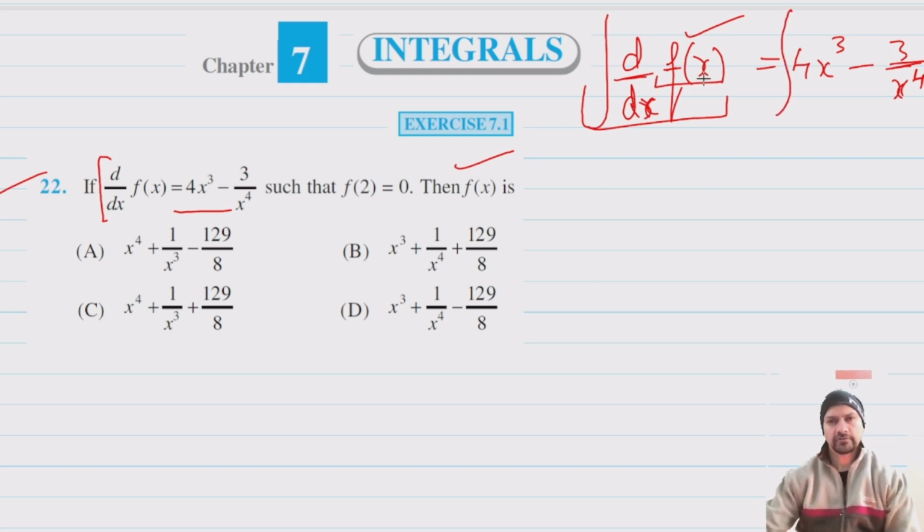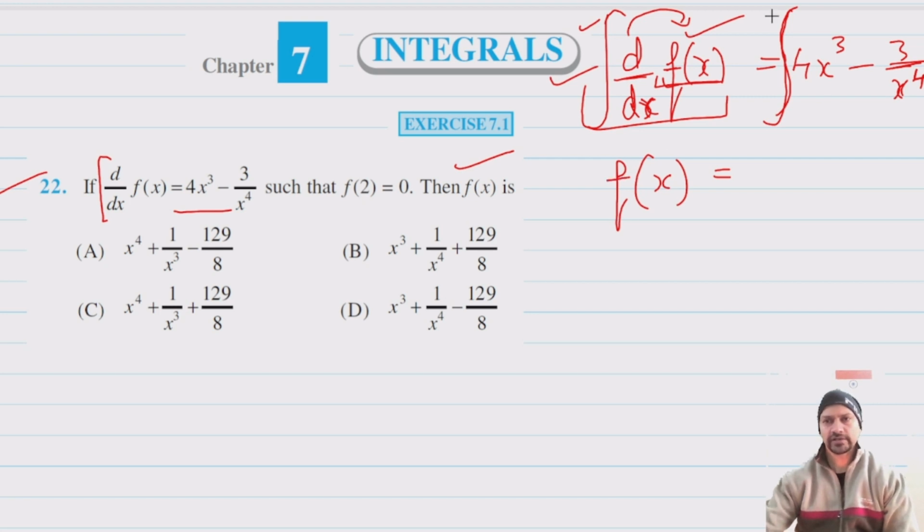So to get f of x, the integration of the derivative of f of x gives us f of x. And here, I'm going to integrate it on both sides. So integrating on both sides, this is the derivative of f of x, and if you apply the process of integration, that gives us the function. And here, we have to separate the integrals: 4x cubed minus 3x raised to the power minus 4 into dx.